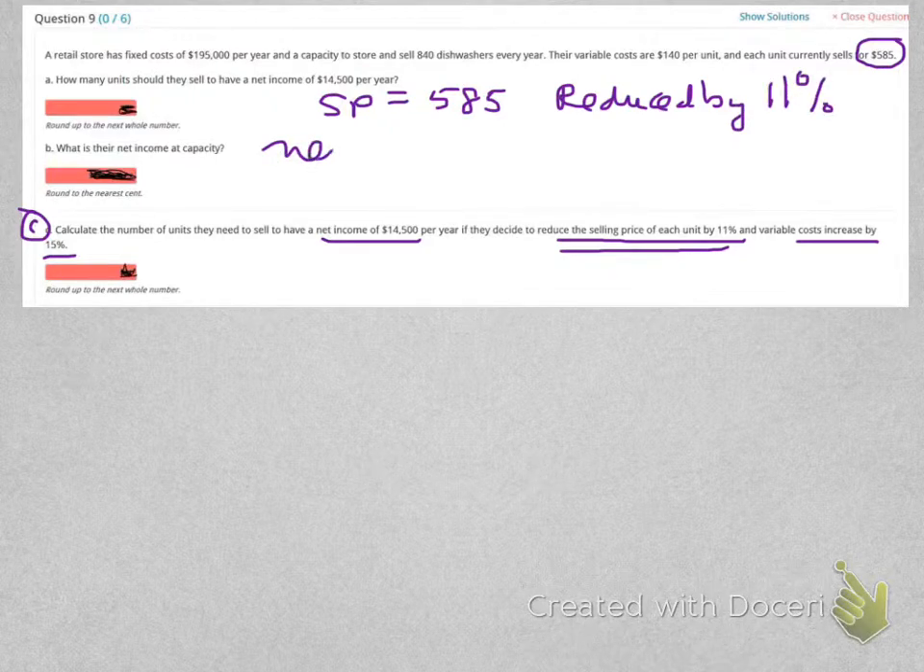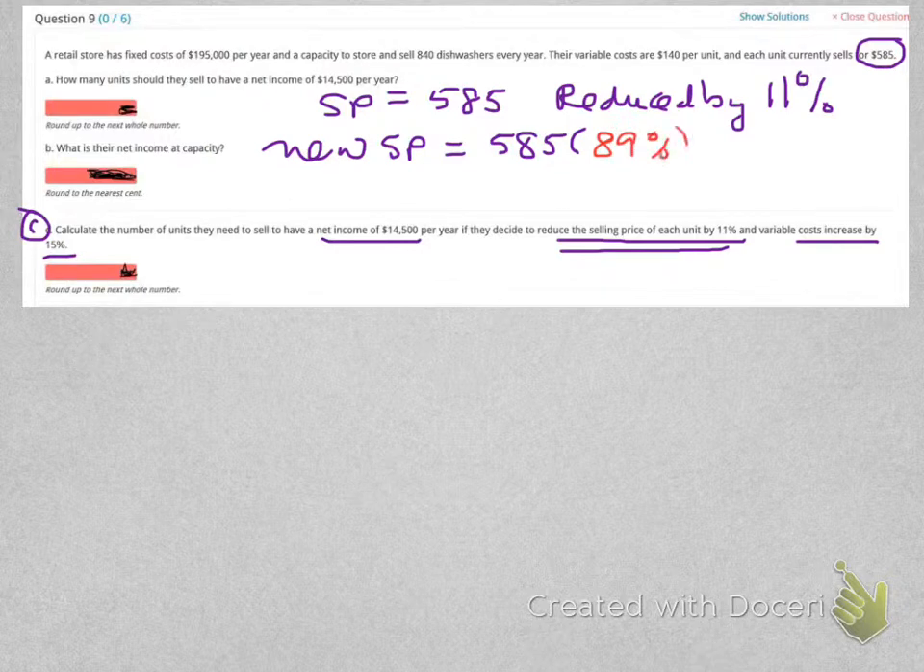So what happens when we reduce it by 11%? Well, our new selling price is going to become equal to $585 times 100% minus 11%, or 89%. 89% of the original selling price. So the new selling price now becomes a value of $520.65 per unit.